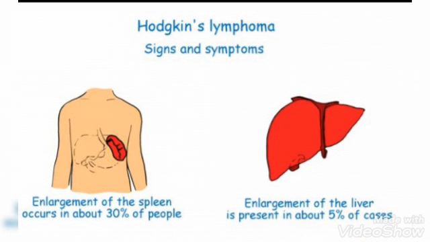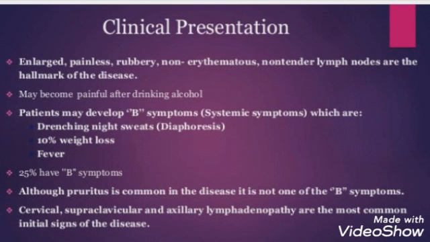There could be enlargement of the spleen, that is splenomegaly, and enlargement of the liver, that is hepatomegaly, reported in 5% of cases. Enlarged, painless, rubbery, non-erythematous, non-tender lymph nodes are the hallmark of the disease, and these lymph nodes may become painful after drinking alcohol. Patients may develop B symptoms, that is drenching night sweats, weight loss, fever, anemia and pruritus. Although pruritus is common in the disease, it is not one of the B symptoms.